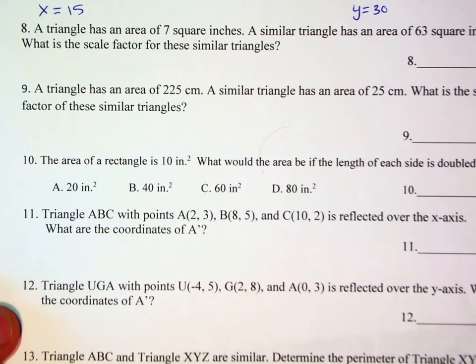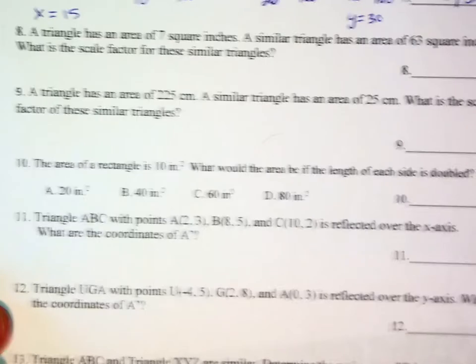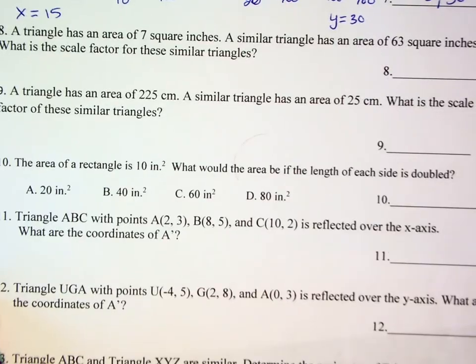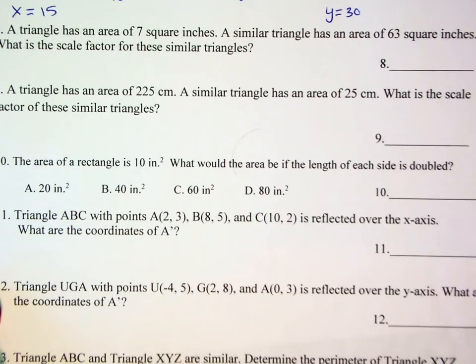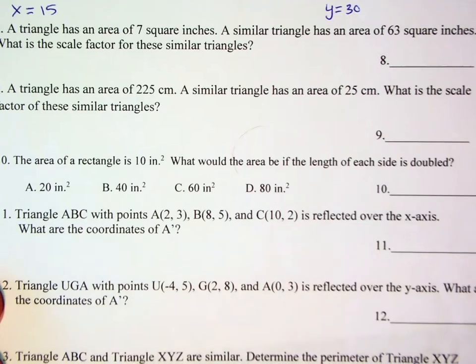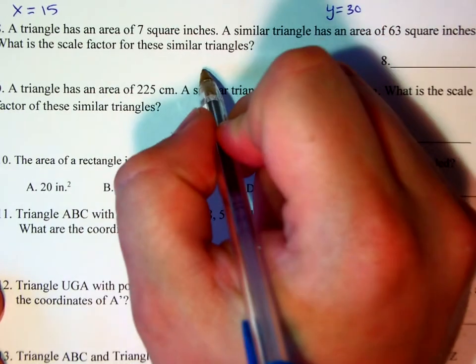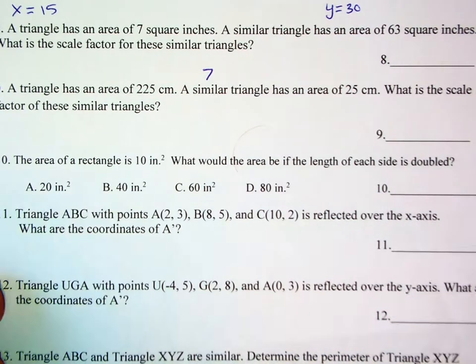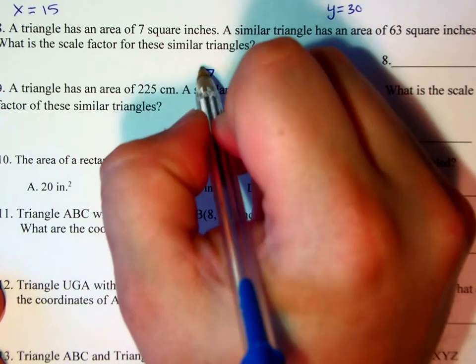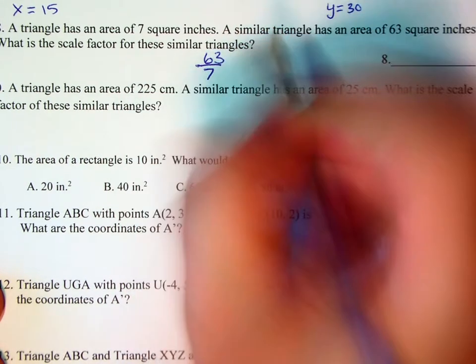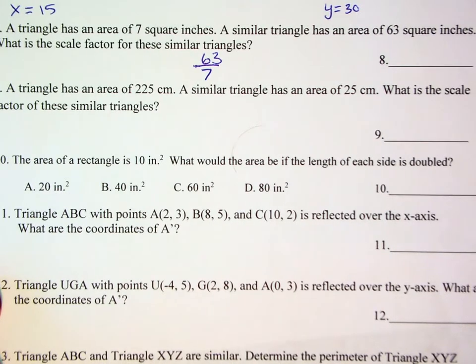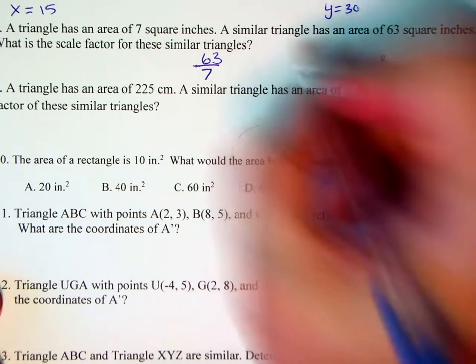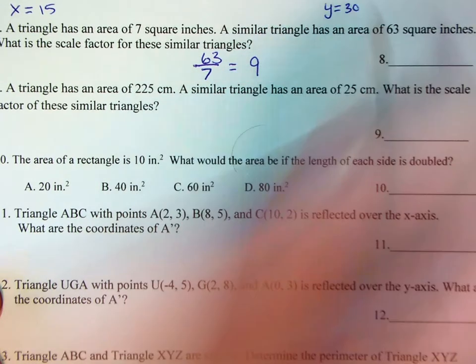A triangle has an area of 7 inches squared. A similar triangle has an area of 63 inches squared. What is the scale factor for these similar triangles? Now, we go from a 7-inch squared triangle to a 63-inch squared triangle, which means it's getting bigger, so our value should be greater than 1. 63 divided by 7 is equal to 9.